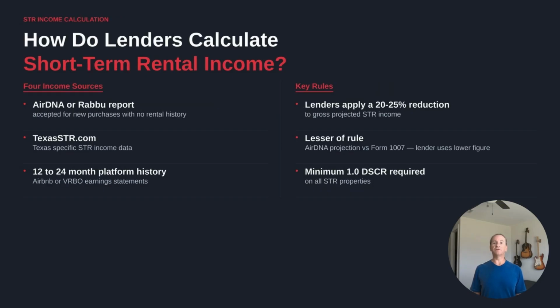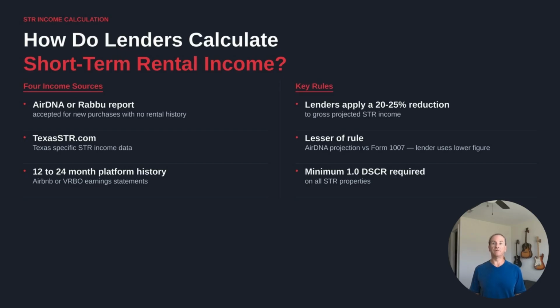So how do lenders calculate short-term rental income? They'll use an AirDNA report or a VRBO report, which are accepted for new purchases with no rental history. Otherwise, if there's rental history, an appraiser will do an appraisal on the property and fill out a Form 1007, which is a documented and projected rental income report on that particular property. They'll use a 12 or 24 month platform. That way, they take a smooth 12-month transaction.